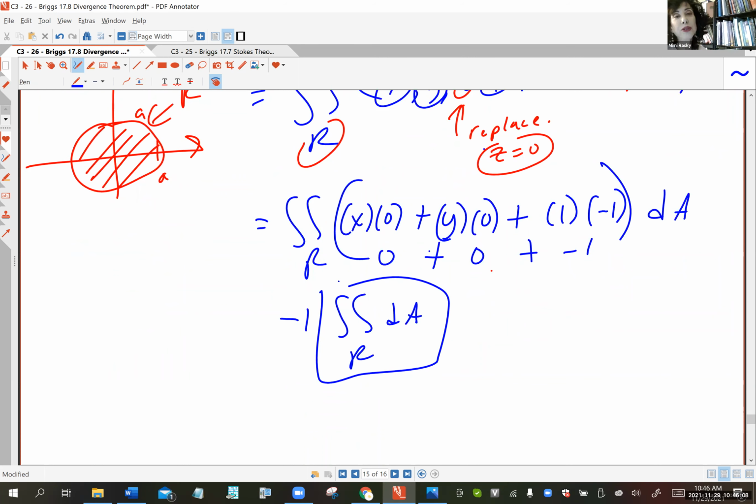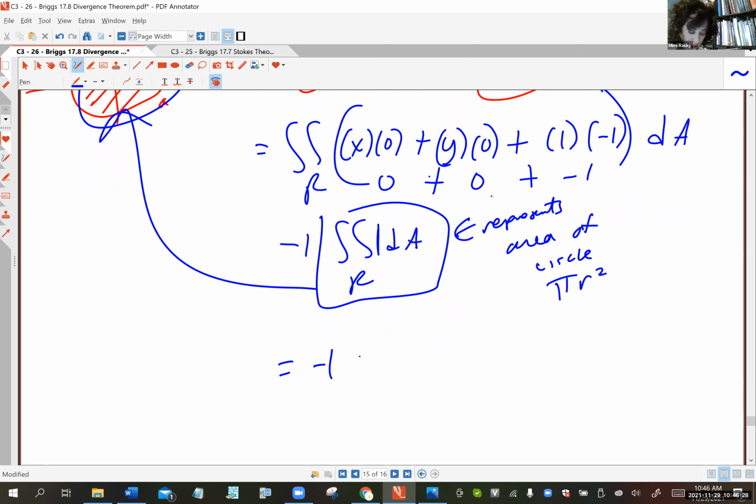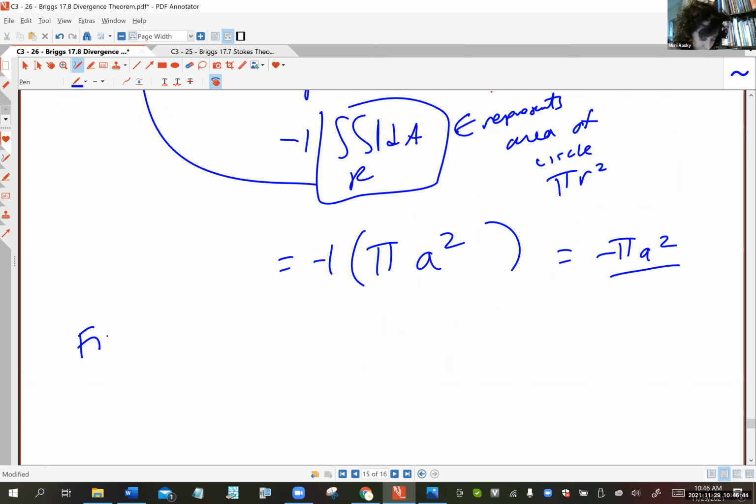Then we're going to use our knowledge of double integrals. Double integrals that have an integrand of 1 represent area. Area of what? Area of the circle. And we all know that circles have area pi r squared. So for us, we're going to have pi a squared because that's our radius. So negative pi a squared is the flux that's going through the base plate. Now we're ready for the final answer.